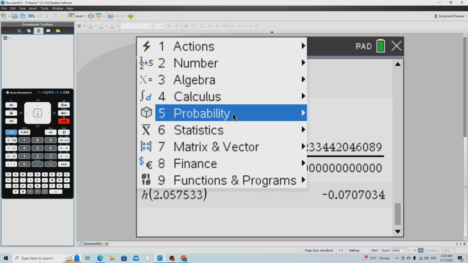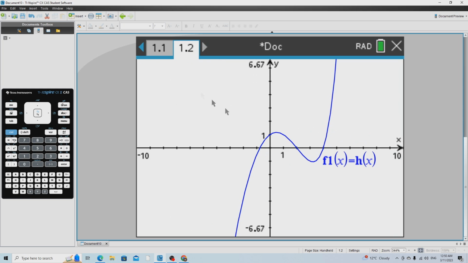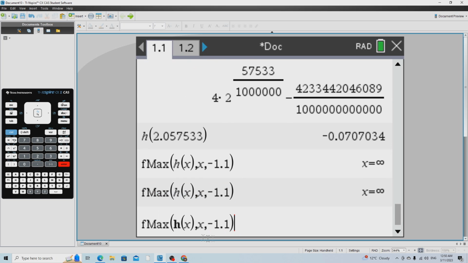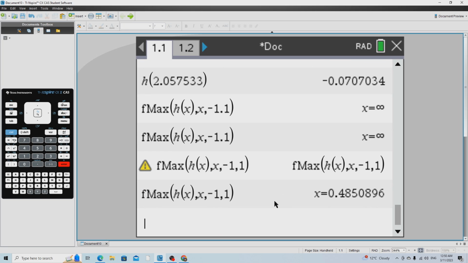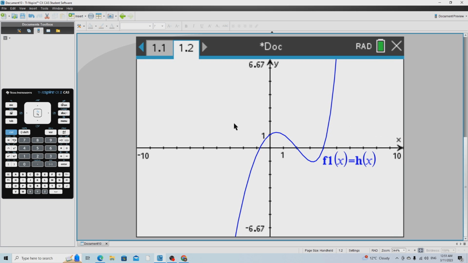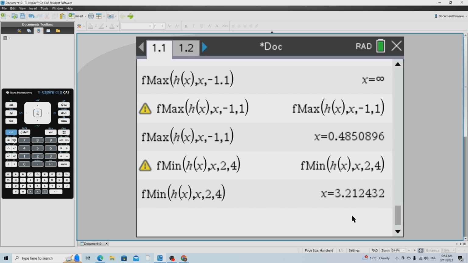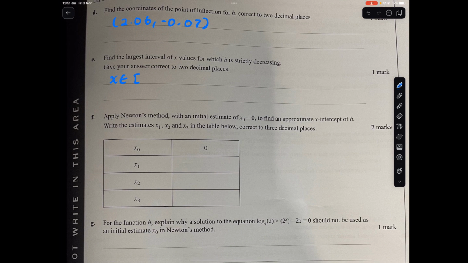So what I'm going to do is go on menu. What are we trying to find first? The maximum. Go to calculus, maximum, h of x, comma x, where x can be between negative 1 and, got a comma here, to that. Control enter, and it's this value over here. And the next one is just the min from 2 to 4. And we get this. So it's from this to that. Let's write those down. The interval x is an element from, to 2 decimal places, 0.149 to 3.21. Done.